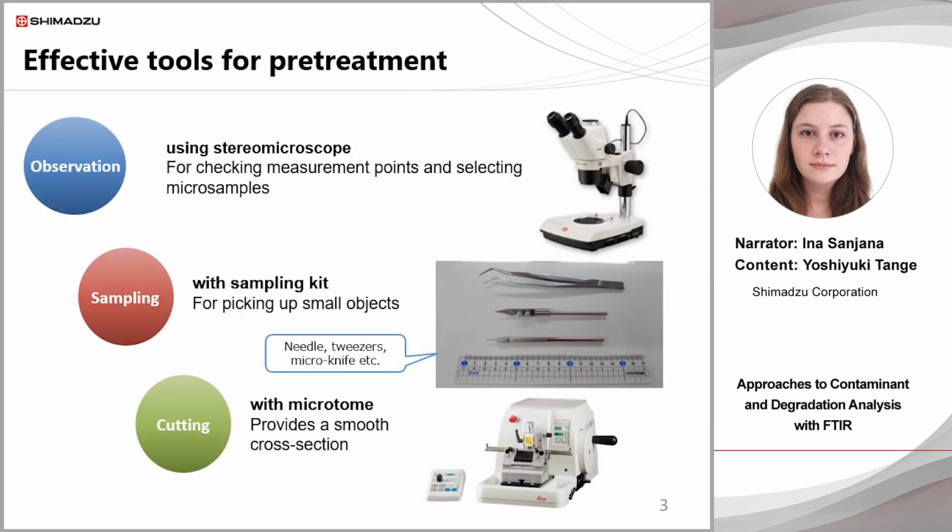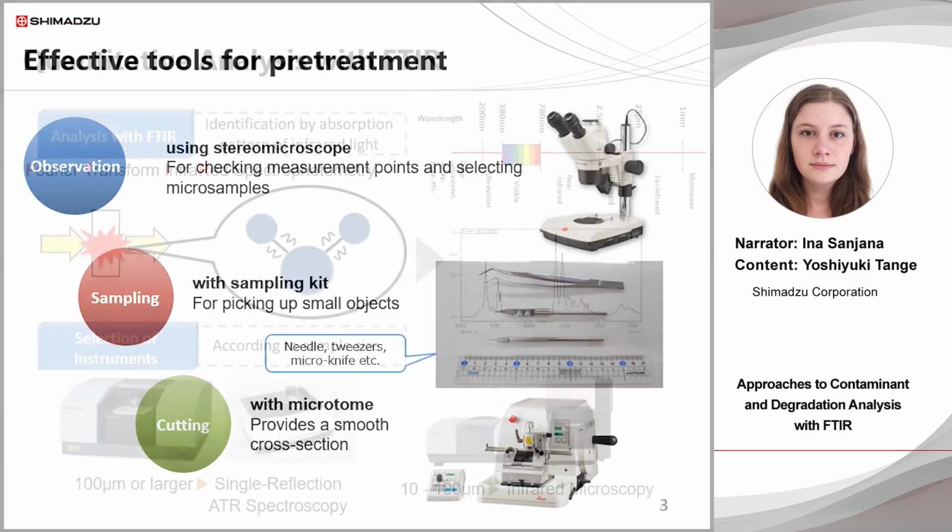This slide introduces effective tools for checking the condition of contaminants and collecting them for the FTIR measurement. With a stereo microscope or magnifying glass, it is possible to check the measurement points in more detail and to select the microsamples. A sampling kit, including tools such as tweezers or a microknife that is convenient for scraping, can help you to handle very small objects. As we will explain in detail later, a microtome is particularly useful for getting a smooth cross-section.